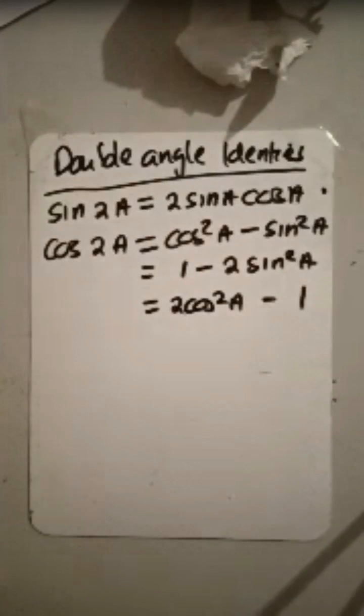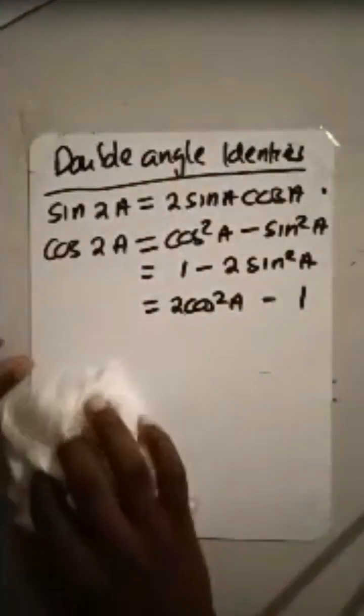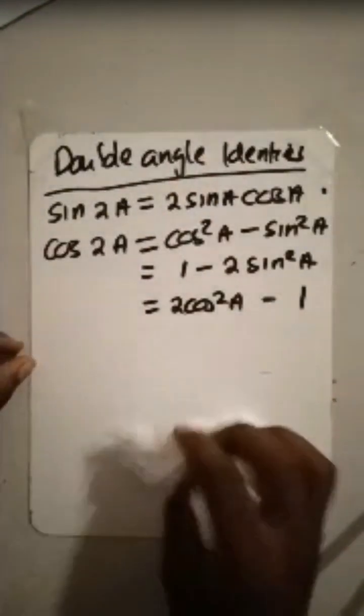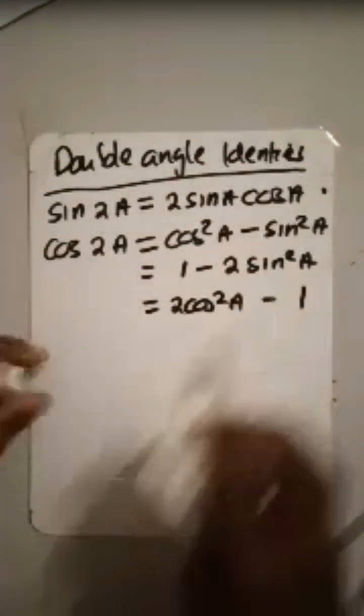And guys, these double angle identities are also examinable. Guys, they are examinable. The proofs. Okay, so I'm going to do the proofs. They are short. These ones are short.